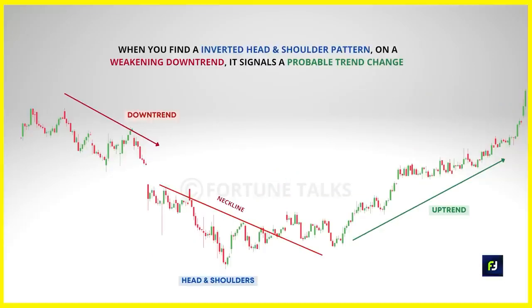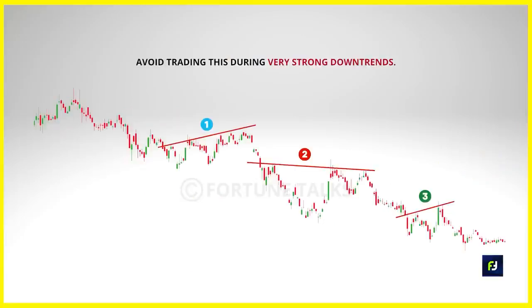Another opportunity to trade this pattern is when you spot it at the end of a downtrend, and the inverse head and shoulder pattern acts as a confirmation that the existing downtrend is weakening and there is a possibility that the market might reverse and move higher. But make sure that you don't trade this pattern in a very strong downtrend, because the possibility of trend change is very low in such instances.